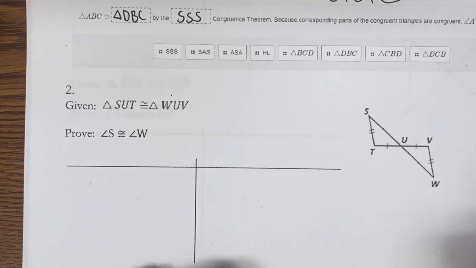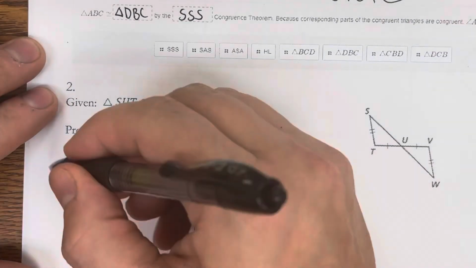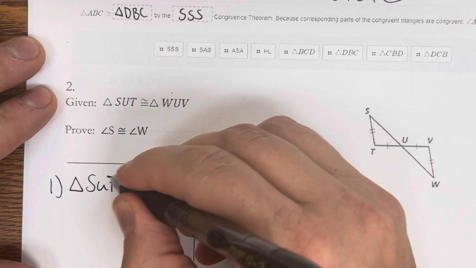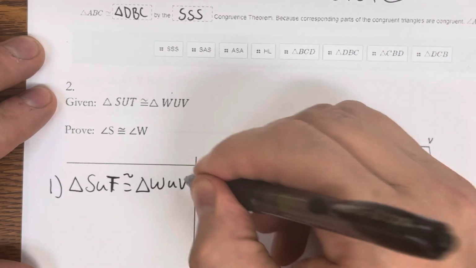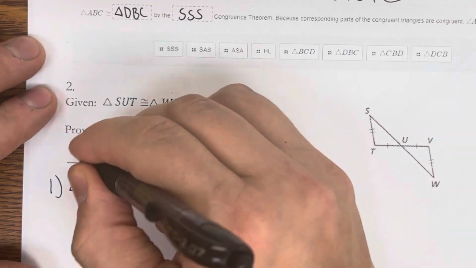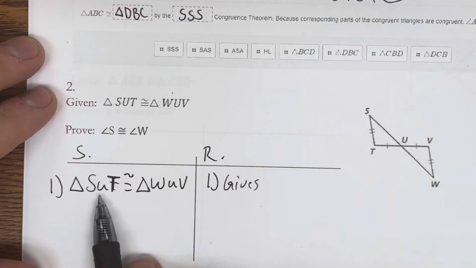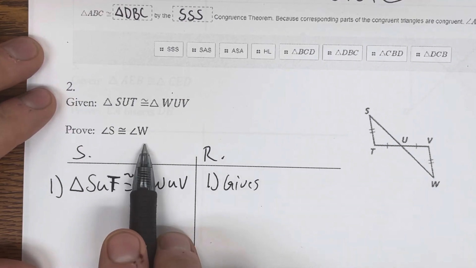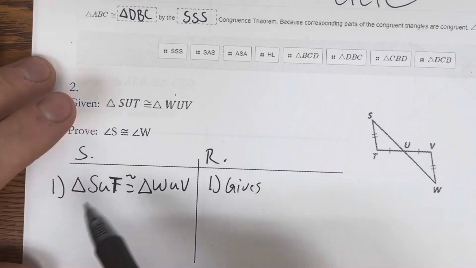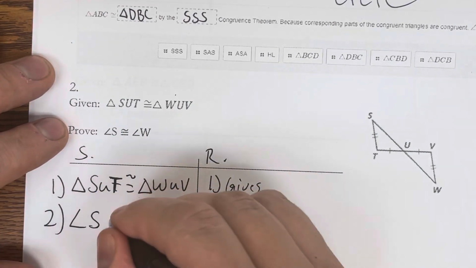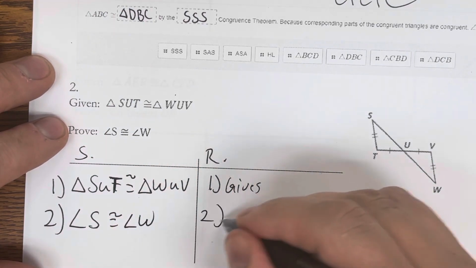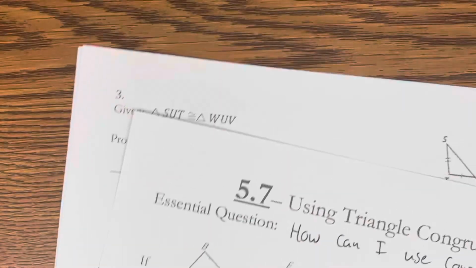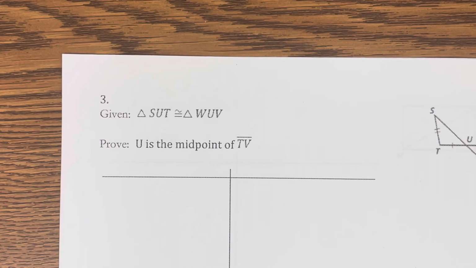Okay, so first 2-column proof. We are going to prove that angle S is congruent to angle W. So I am told in the given that triangle SUT is congruent to triangle, that's big capital T, WUV. That is given. Statements, reasons. So since these triangles are congruent, we're supposed to show that angle S is congruent to angle W, which indeed it has to be because these triangles are congruent and those are corresponding parts. So for step 2, I could say angle S is indeed congruent to angle W because corresponding parts of congruent triangles are congruent. Okay, so that was an easy 2-stepper.